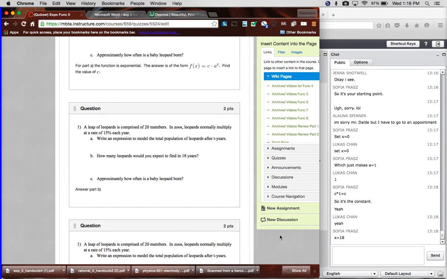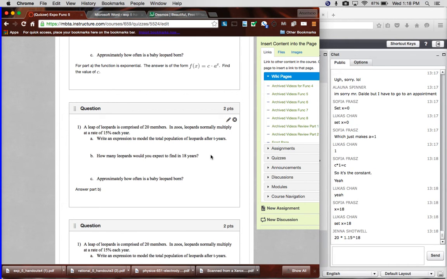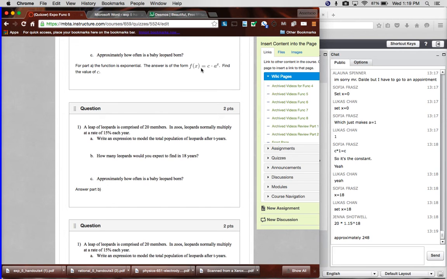There we go. All you do is you plug in the numbers. You know what C is, it's 20. You know what A is, it's 1.15. And you know what X is because they told you what it is when X is equal to 18. Now the only difference between this equation that they wrote down and what I would write down is I would change that X to a T.